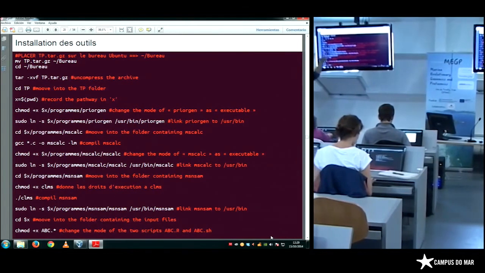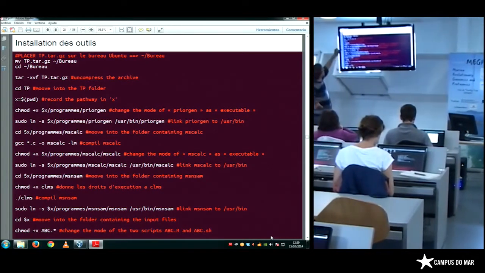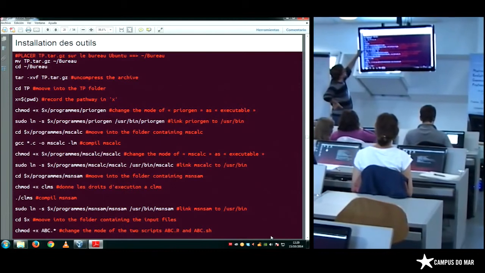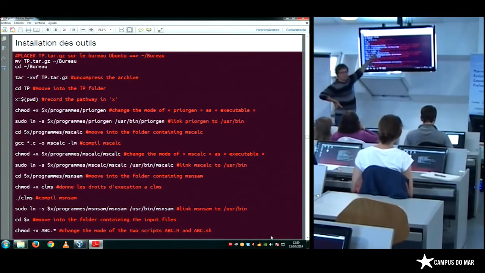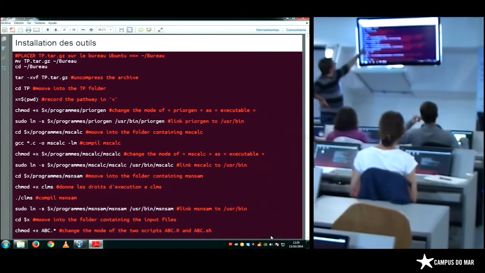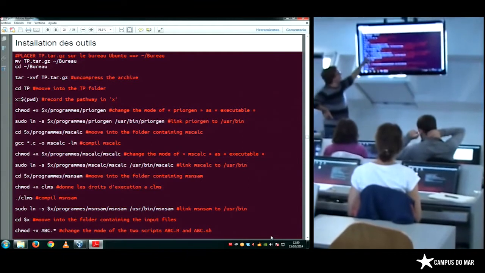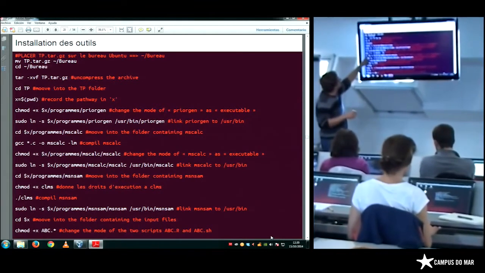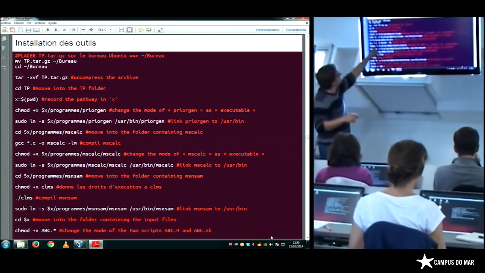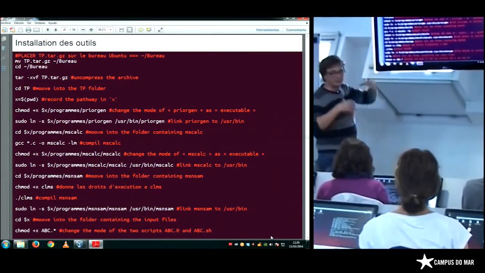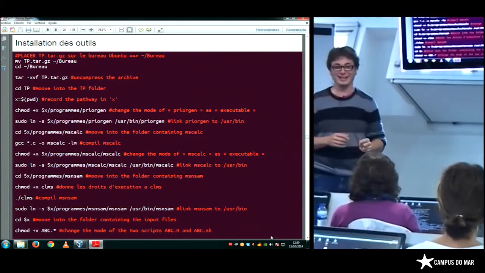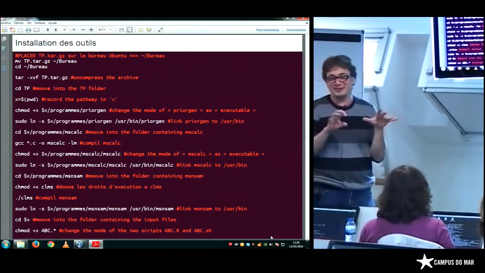Once PriorGen is computed, you do the same thing for MS-Calc. So you go to the MS-Calc folder, you compile MS-Calc. So using this line, you type gcc *c space -o space. You type exactly. Yeah, it's a copy practical.